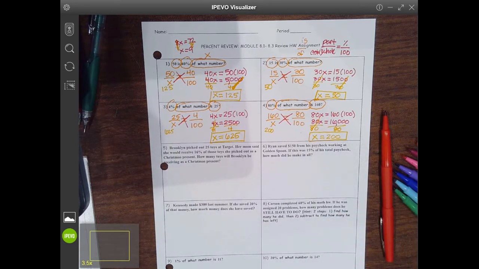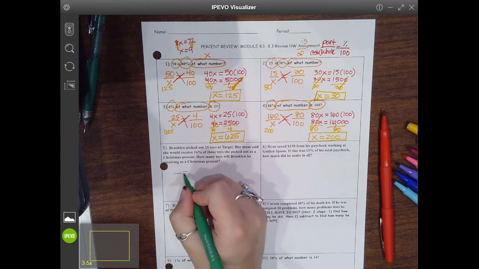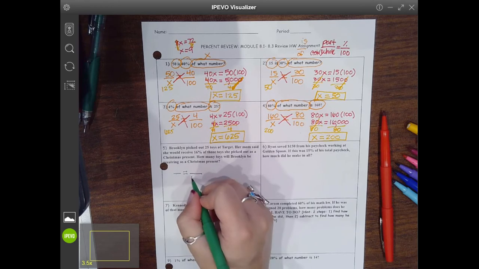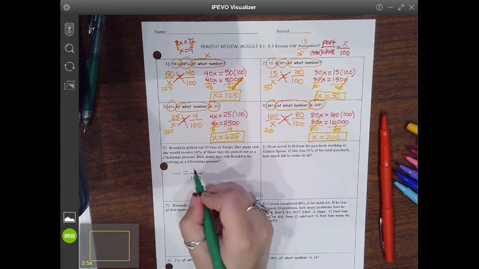Now let's take a look at some of these involving word problems. The first one says, Brooklyn picked out 25 toys at Target. Her mom said she would receive 16% of those toys she picked out as a Christmas present. How many toys will Brooklyn be receiving as a Christmas present? So the percent that we're dealing with, let's go ahead and put that on the right-hand side. We know that this is always 100, and then 16% is going to go on top of 100.